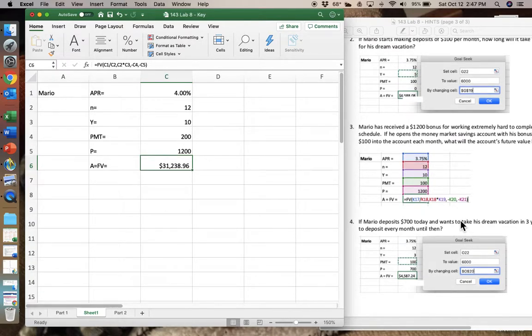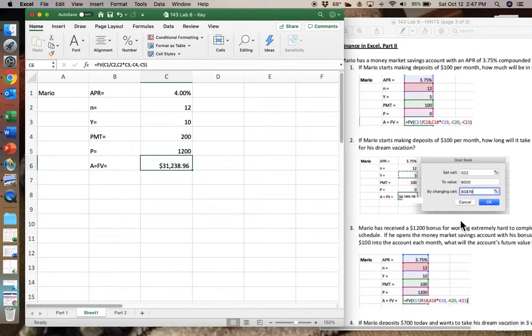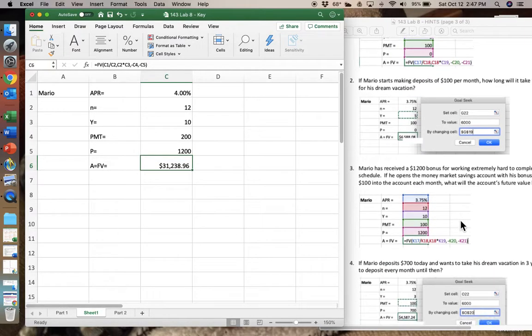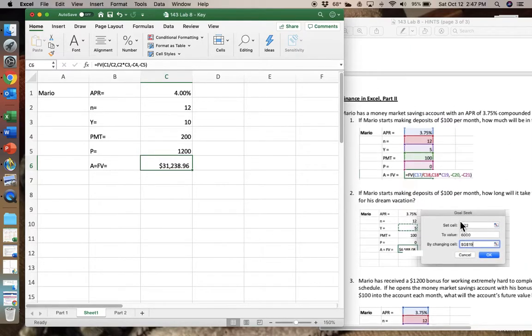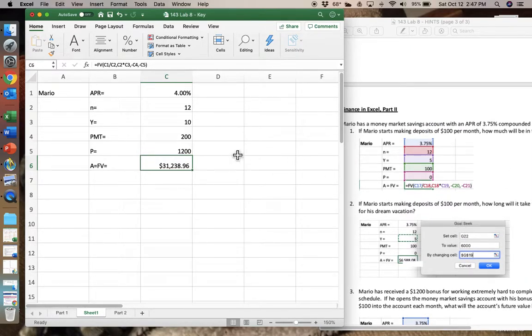Okay, and then number four is using that future value again. So, I hope this helps you as you go through Lab 8. Email me if you have any further questions.